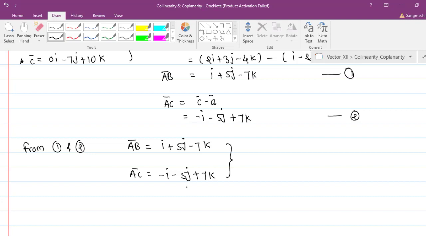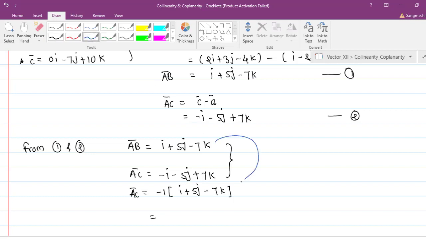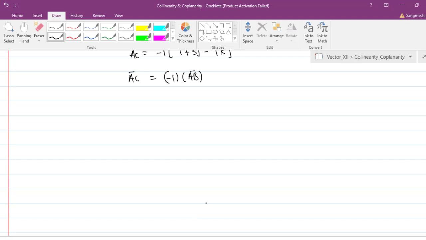Yes, definitely, you can take a minus common from any one of these two. So let's take it common from AC bar. AC bar equals, if I take minus 1 common, i plus 5j plus minus 7k. Now compare this with AB bar. You can directly replace the bracket with AB bar, so the value is minus 1 into AB bar. This is nothing but one vector being a scalar multiple of another vector. AC bar is a scalar multiple of AB bar.